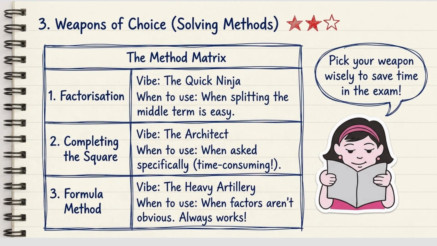Four. Solving methods. Keep this in mind for quick revision. The method matrix. Factorization, the quick ninja. Used when splitting the middle term is easy. Completing the square, the architect. Used when asked specifically, time-consuming. Formula method, the heavy artillery. Used when factors aren't obvious. Always works. Pick your weapon wisely to save time in the exam.